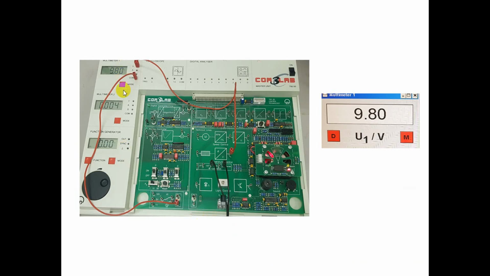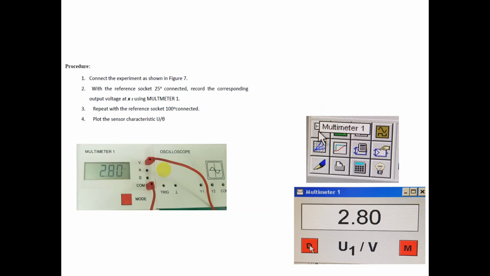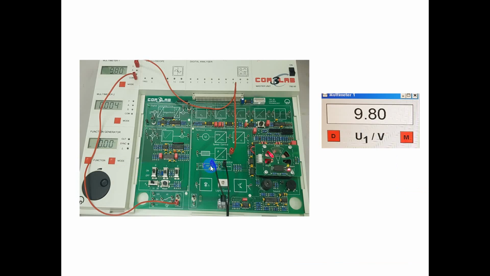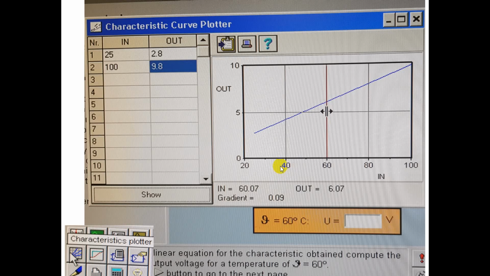if you see the procedure here, first we are using the 25 degrees, which was basically 2.80. Now we change it to 100 degrees here. Okay, so just change it to 100 degrees. The voltage equivalent is 9.80. Okay. Similarly, now what we need to do here, we need to use a characteristic plotter here. This is a characteristic plotter here, because we basically want a temperature of the voltage which is equivalent to 60 degrees centigrade here.